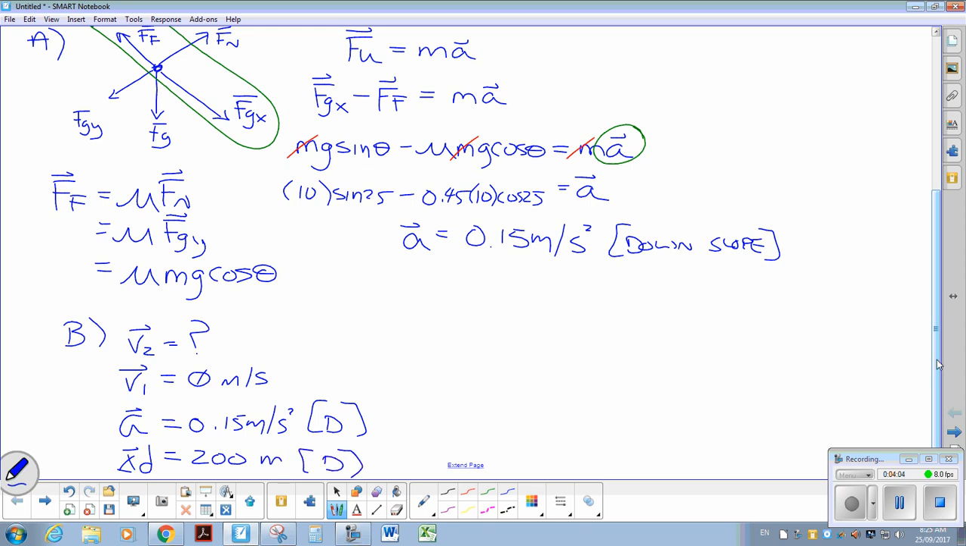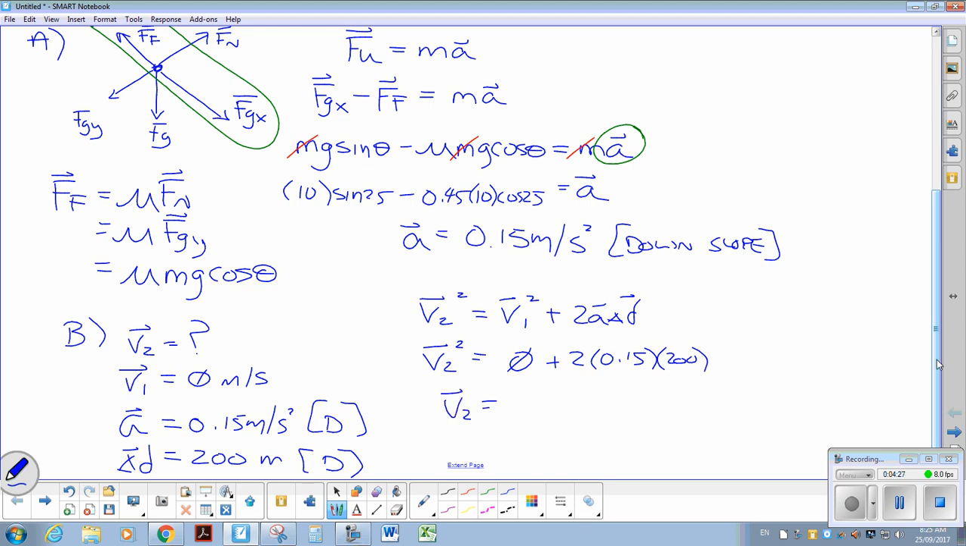So looking at the given information, we're going to have to use V2 squared equals V1 squared plus 2AD. Doing our substitution, our unknown is already isolated. V1 was 0, 2 times 0.15 times 200. I'm going to do the square root in one step here, so I'm going to do 2 times 0.15 times the 200, and then I'm going to take the square root of that. I get about 7.75 meters per second down the slope.